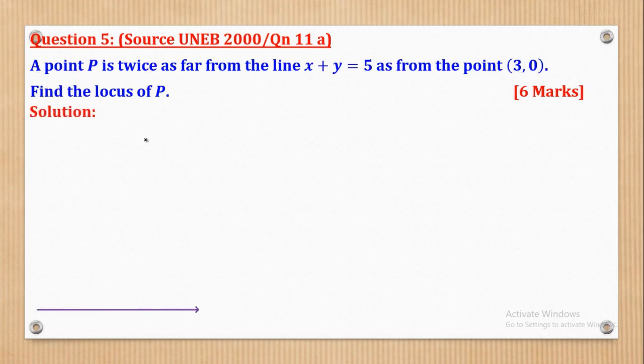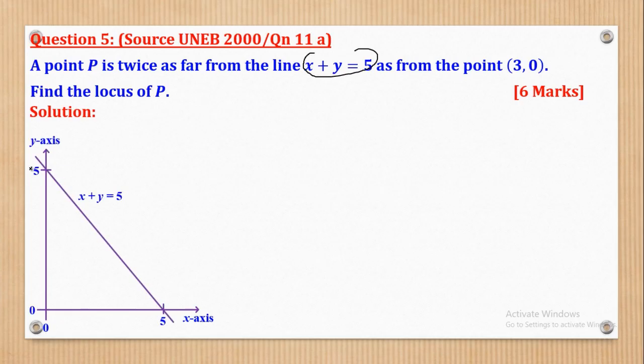So we also make our sketch to ease the calculation. So we shall draw the axes. Then we also draw this line. The intercepts are these ones, 5 and 5. Then we shall also show this point (3, 0). That is the variable point which is (x, y).